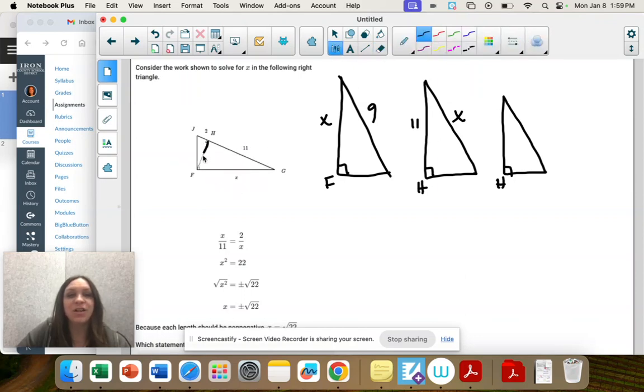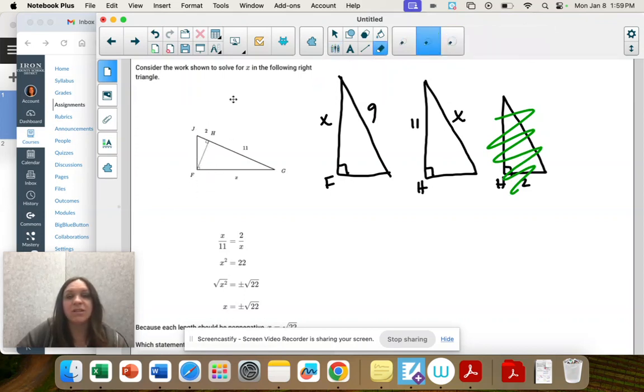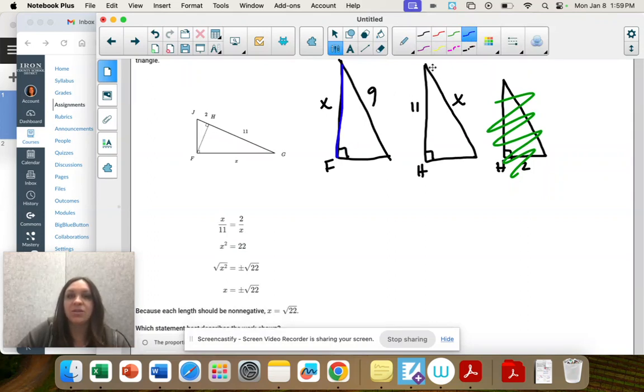Let's look at the small triangle. The only thing we know is the short leg is 2. So that's the one we're not going to use. We only use 2 triangles when we solve these. So let's set up our proportions. We have x to 11 equals 9 to x. There we go.